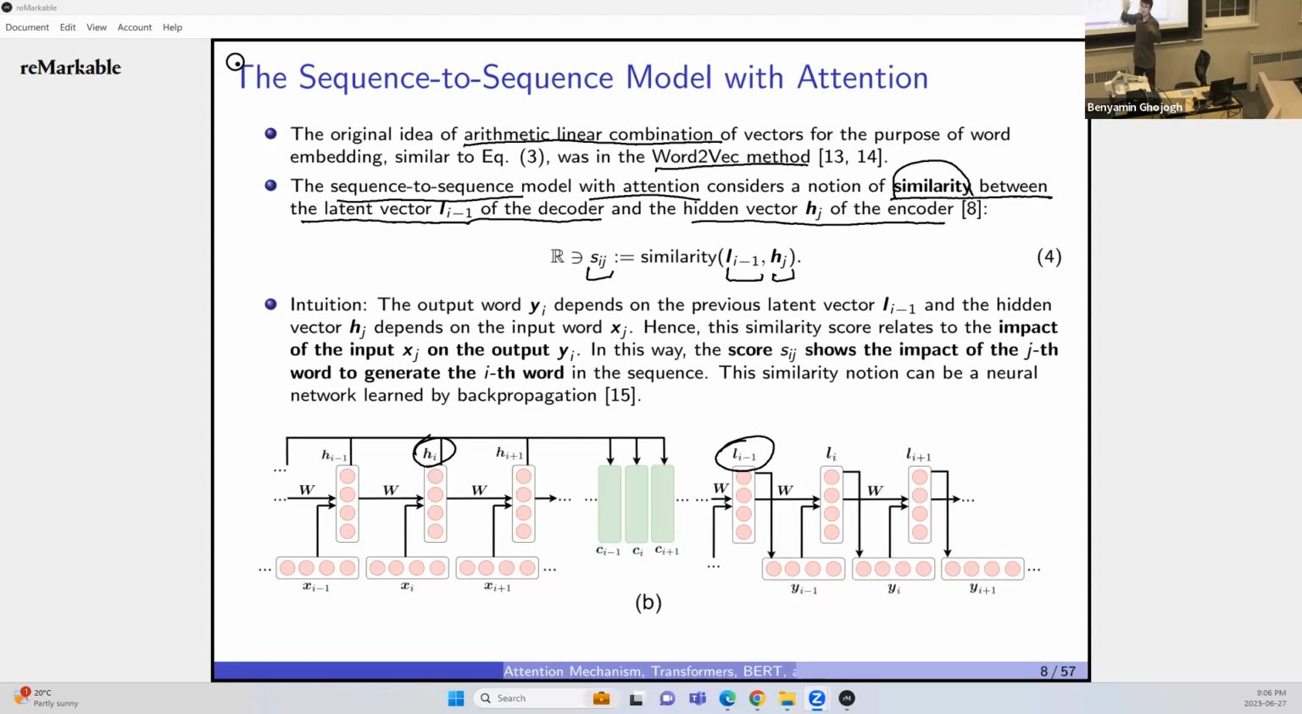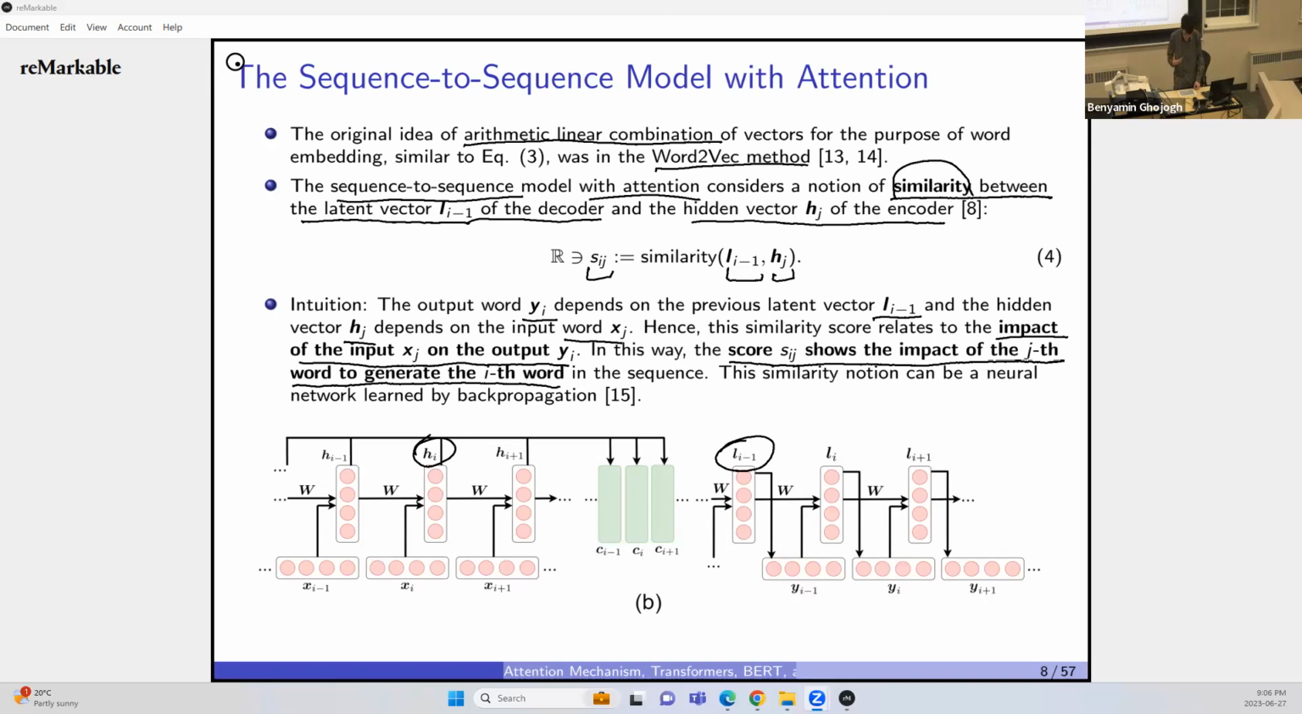You have a lot of similarities, all of the permutations, right? Intuition: the output word yi depends on the previous latent vector Li-1 and the hidden vector Hj. The hidden vector Hj depends on the word xj. Therefore, you can see Sij as the impact of the input xj on the output yi. Score Sij shows the impact of the jth word on generating the ith word. Did you get it?